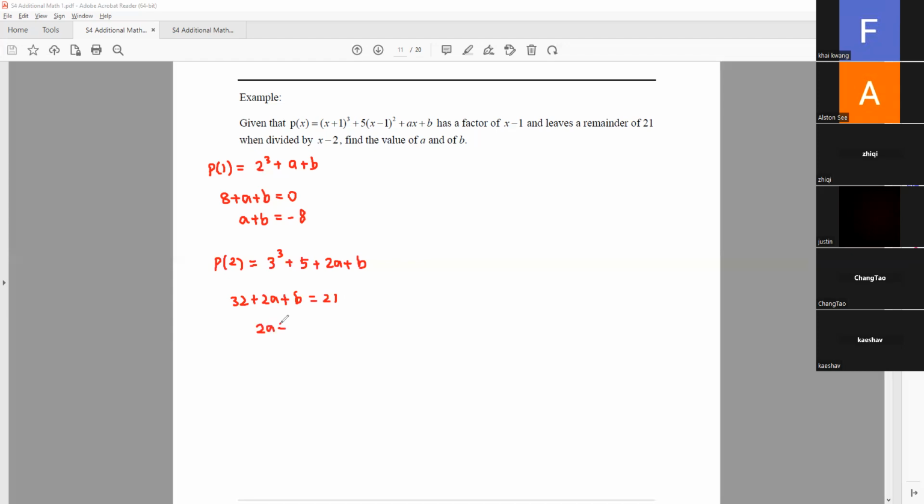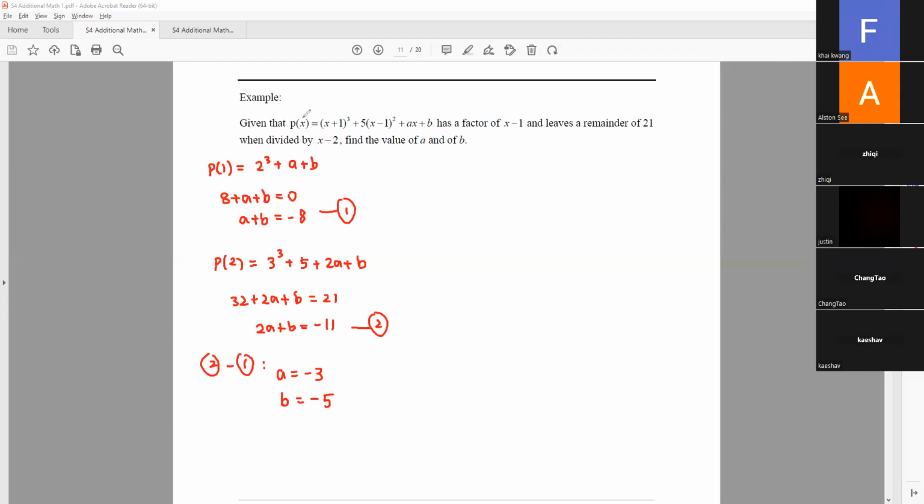So 2a plus b is equal to negative 11. So this is my equation 1, equation 2. I just take 2 minus 1, I get my answer. So a equals negative 3. So when a is negative 3, b is just equal to negative 5. So this is what remainder and factor theorem is. So the first part is actually me applying factor theorem.